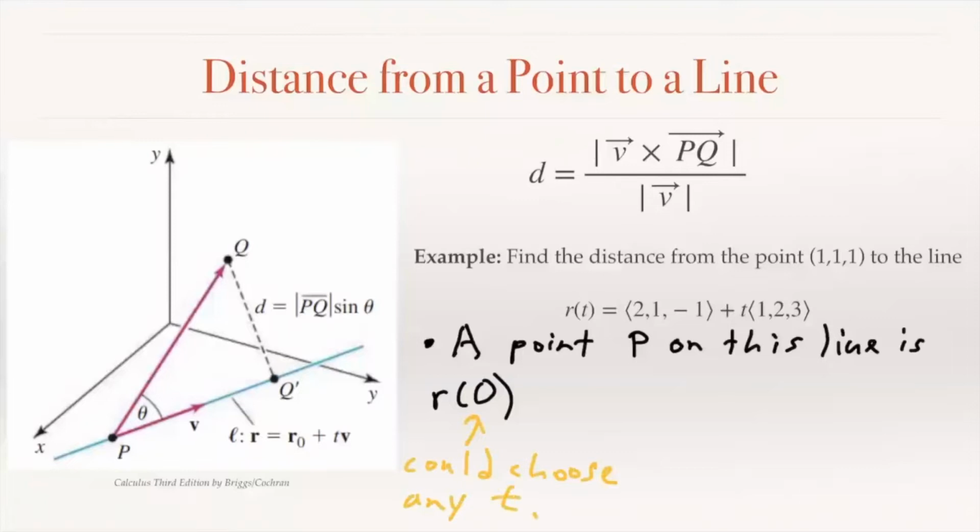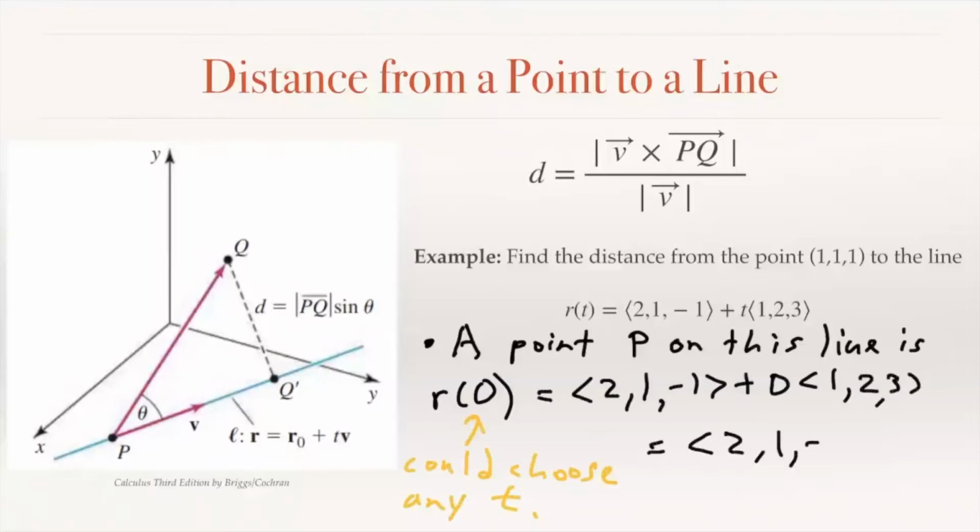Since any t will output a point on the line, but 0 is the nicest choice, which is (2, 1, -1) plus 0 times (1, 2, 3), which is (2, 1, -1). And we actually could have known that a priori because our definition of the line is a point on the line plus t times a vector in the direction in which the line goes. So this point here is always a point on the line.